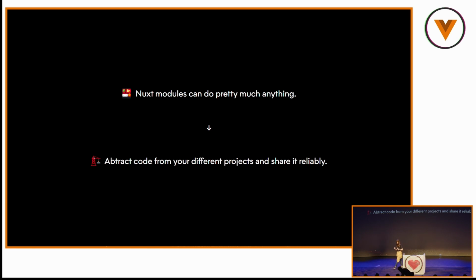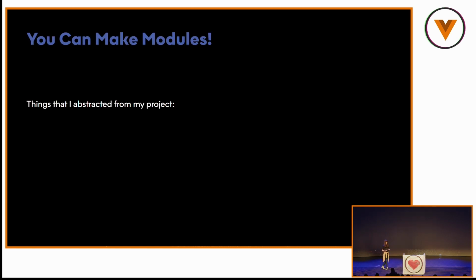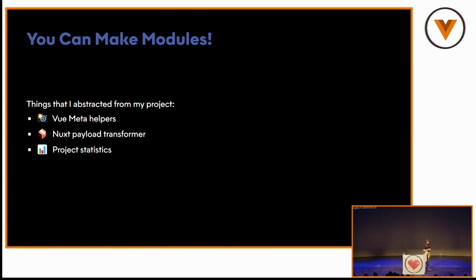And personally, I did that with a project of mine, so that I had one module that provided Vue meta helpers to format them the way I want them, so that my SEO was consistent across all my websites. It also added some Nuxt payload transformers that did something for me for generating my website in a different way, and also had ones that provided project statistics because, well, I'm a nerd.